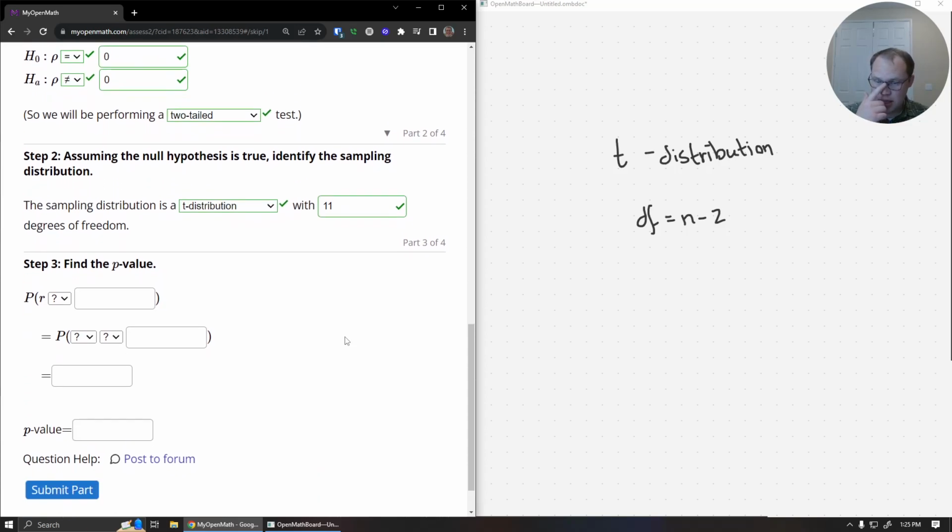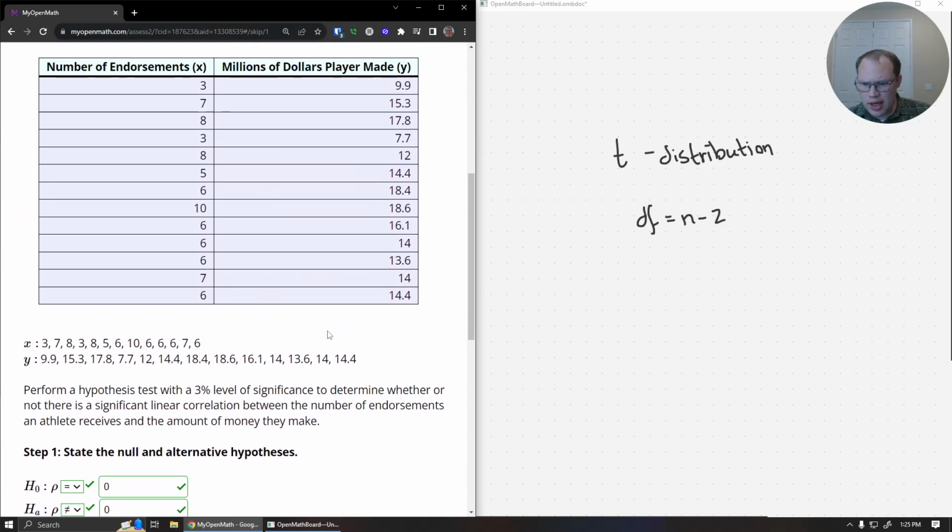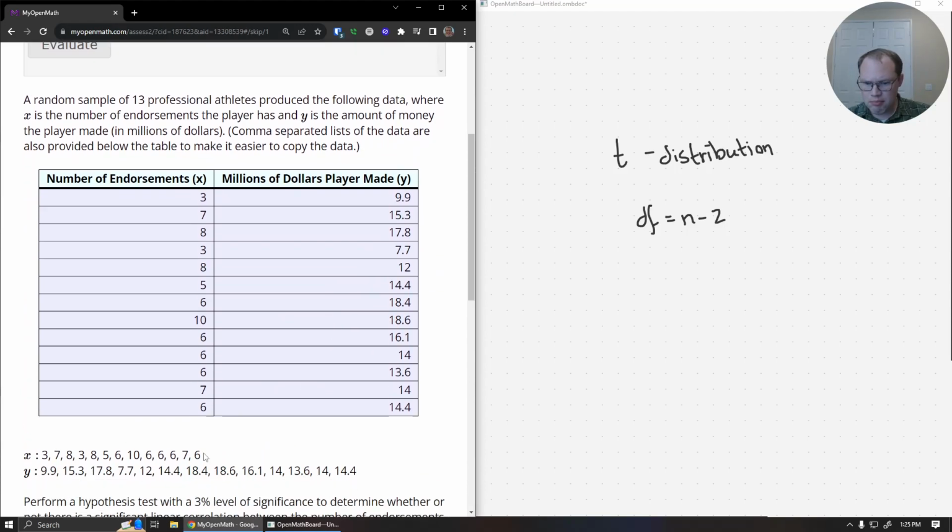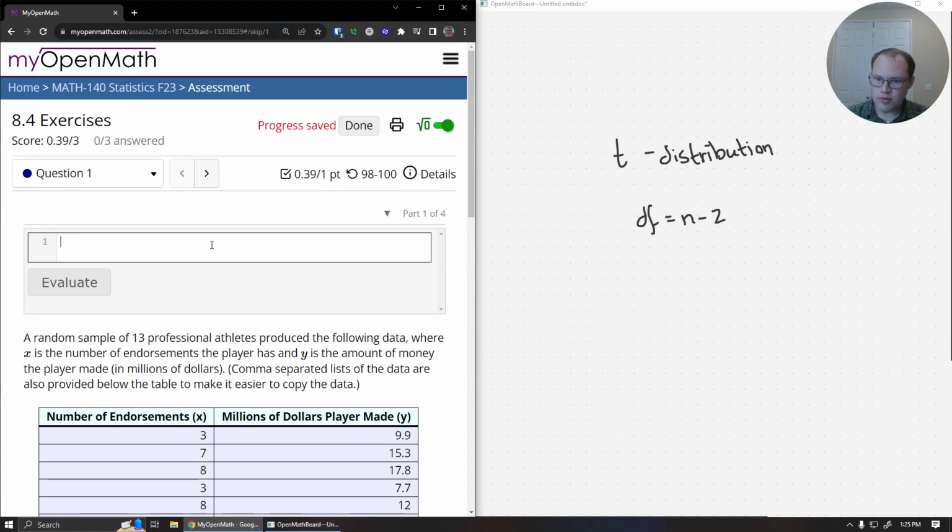All right. Now we are ready to find the p-value. We are going to start by first identifying our correlation coefficient r. So let's find that correlation coefficient r. So for this, we'll need our calculator. I'm going to move my data into the calculator so I can reference it. So I have two lists of data here.